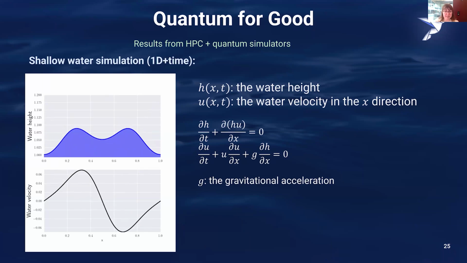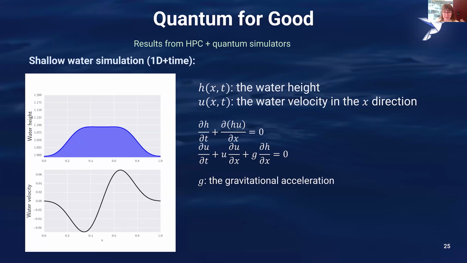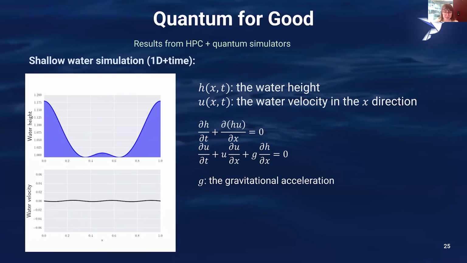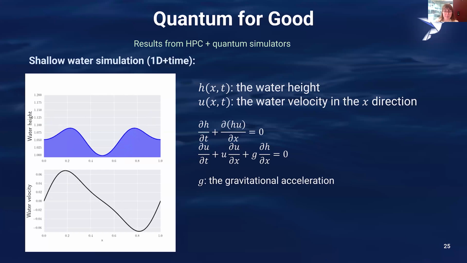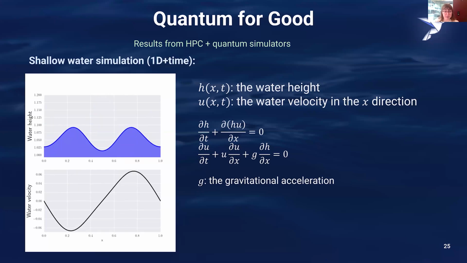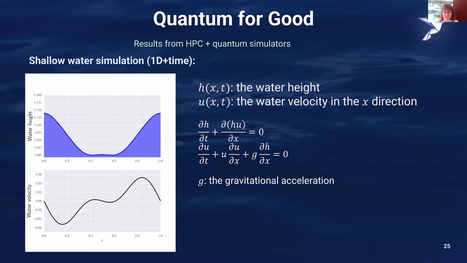So the next step is to extend this to 2D plus time, like I had on the previous slide. And this represents full dimensionality for the shallow water equations because they don't have a vertical direction. So that would bring us very close to a real practical use case. So I'm very excited about that.